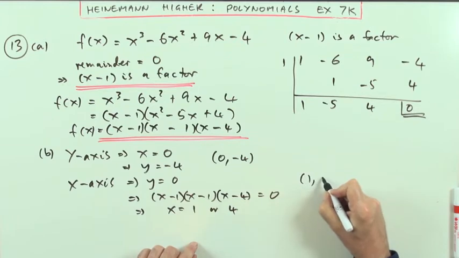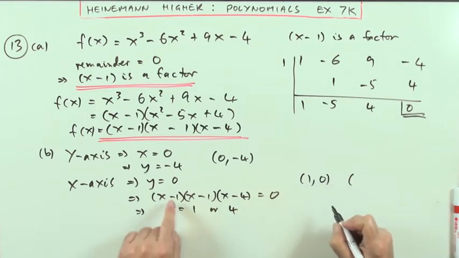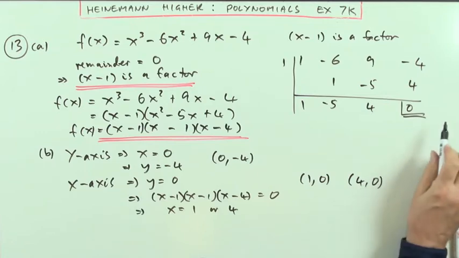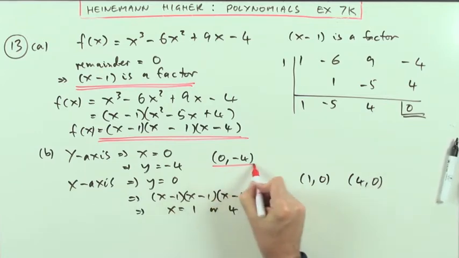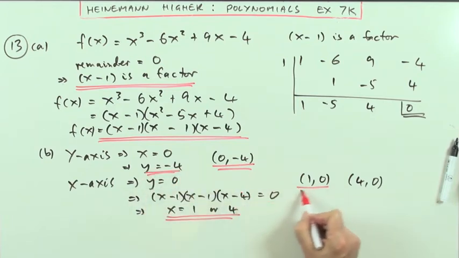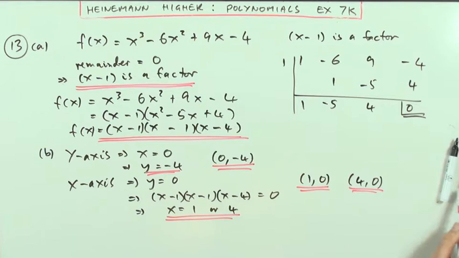So I've got these 2 points, so it cuts at 1, 0, or rather it must touch at 1, 0, and it cuts again at 4, 0. So there's the points where it cuts the axis. Those are the 2 results I got from that.